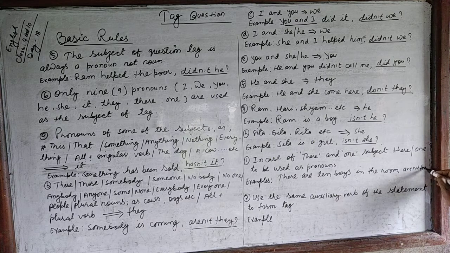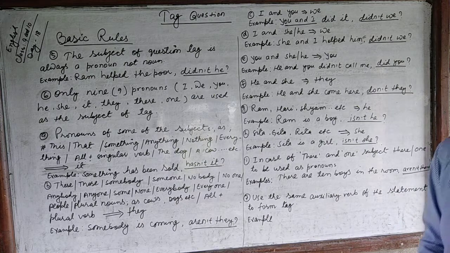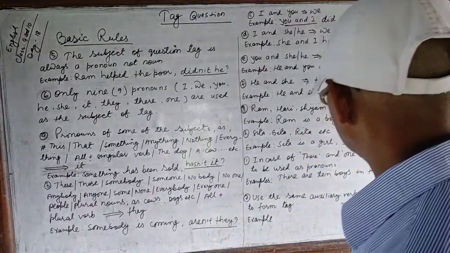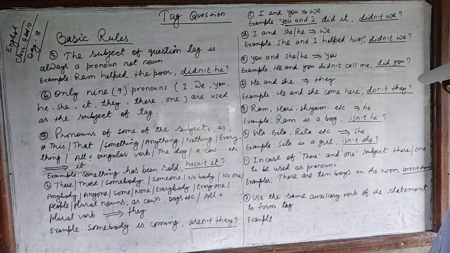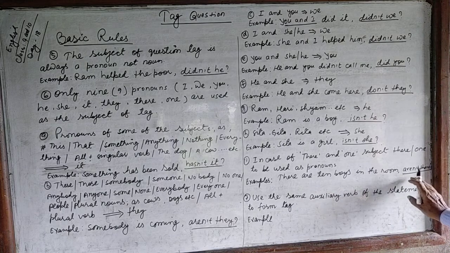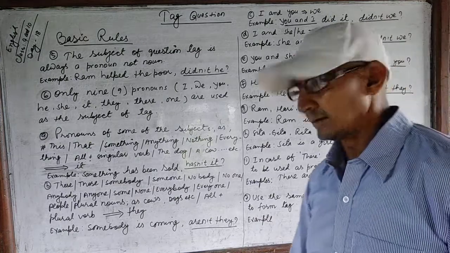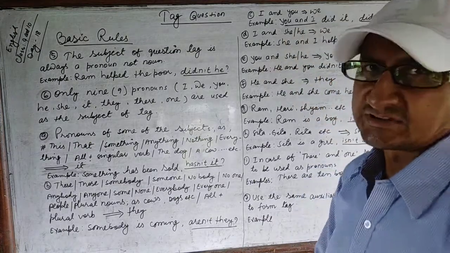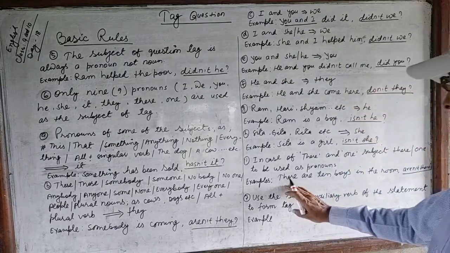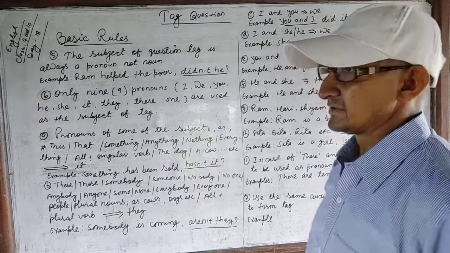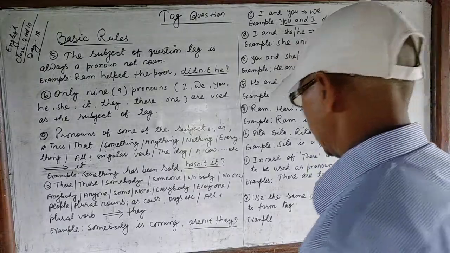aren't there? There is a question mark at the end of the tag. There are 10 boys in the room, aren't there? Aren't there is the tag. Same there we have used in the tag as a subject.